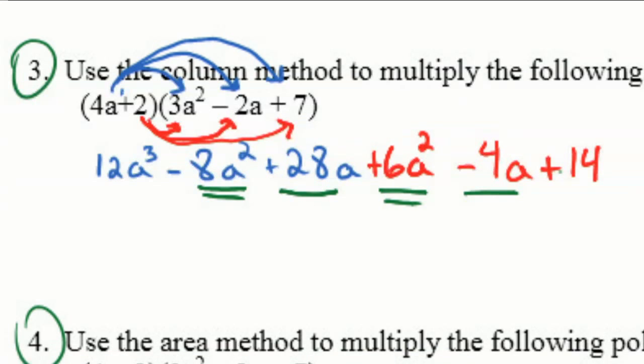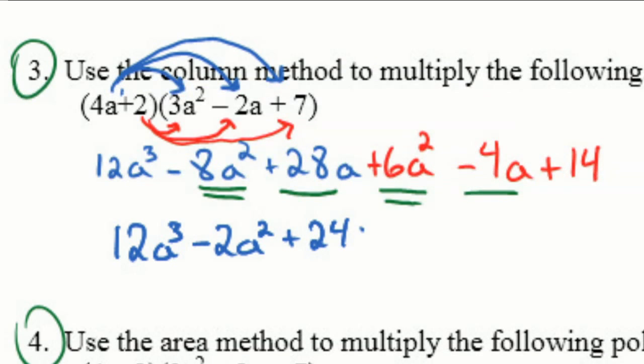And it looks like the 12a cubed out front here doesn't have anything to be combined with. So I'm just going to leave it and bring it down. Same thing with the 14 on the end. There's nothing to combine that with, so I'm just going to drop it down to the next line. So I have 12a cubed, which just comes down from above. Now I look at my a squareds. I have negative 8, and I'm going to add positive 6. So that should give me negative 2a squared. Then 28a's minus 4 is 24a. And then I'm just going to drop down my 14 from above as well.